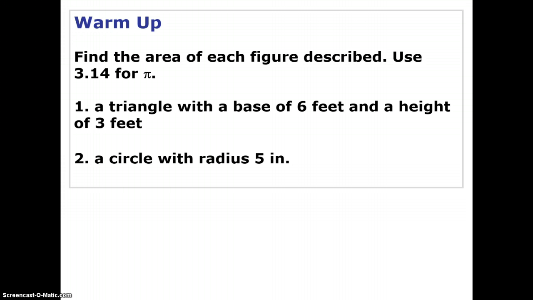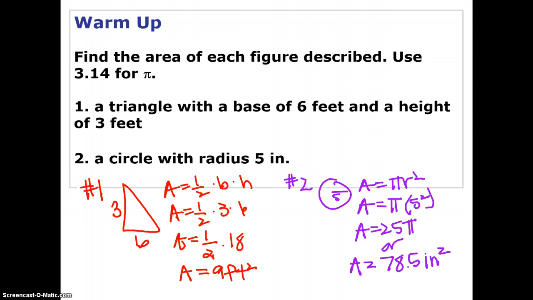When you are done, I'm going to pause this, or you can pause this video, and when you're done, hit play. Check your answers for number 1. Area equals 1/2 base times height, which is 1/2 times 3 times 6, 1/2 times 18, which is 9 feet squared. And number 2, area equals pi r squared. So area equals 25 pi or 78.5 inches squared. Watch your labels on these area problems. Lots of you forgot the squared part on your quiz.